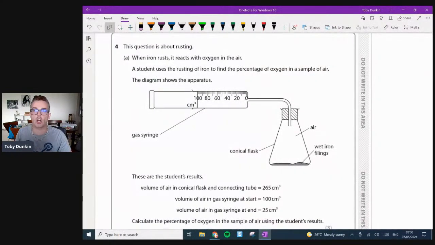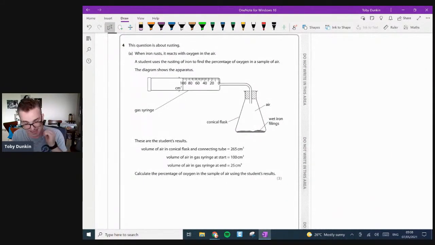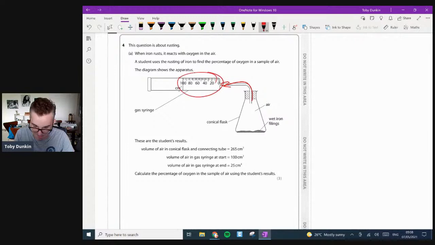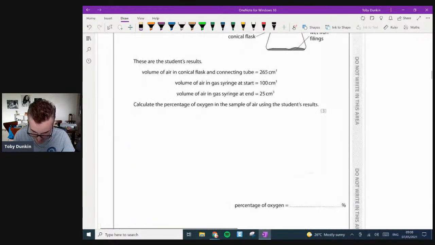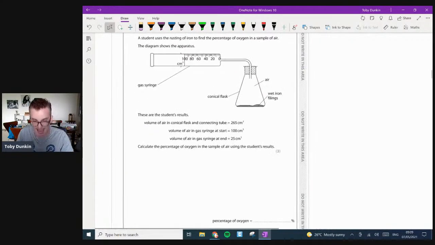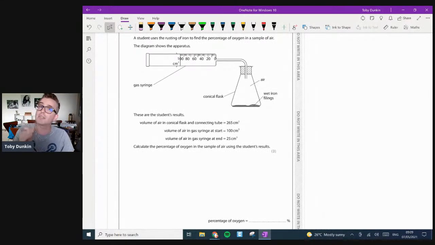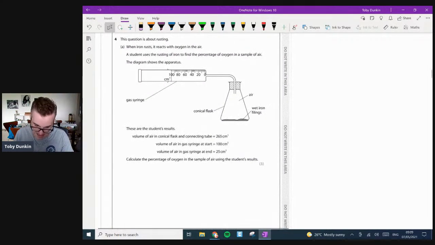Working out the percentage of oxygen in the atmosphere. This is a very common question. By the way, this is very similar to the normal one, and it's all about recognizing that you've got air in the delivery tube, air in the syringe, and air in the conical flask, and that's going to be the total volume. The first thing we need to do is, it says calculate the percentage of oxygen in the sample of air. Now, we all know that the percentage of oxygen in the atmosphere is give or take around about 21%. So if you get 2%, you're going to be wrong. We're looking to get a number close to that. Yeah, so we've got wet iron filings.